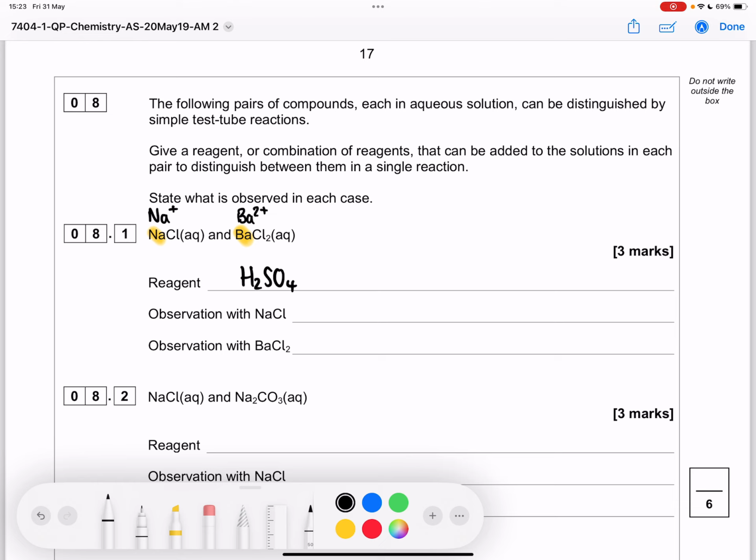With sodium chloride, we'd see no visible change because sodium sulfate is soluble. But with barium chloride, we'd see a white precipitate because we'd be forming, you don't need to write this equation, but just for information, we would be making the barium ions react with the sulfate ions to make insoluble barium sulfate.